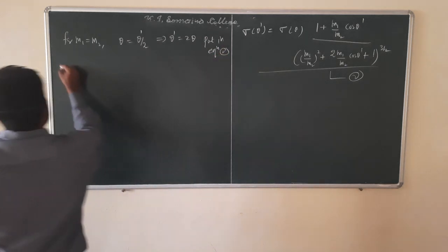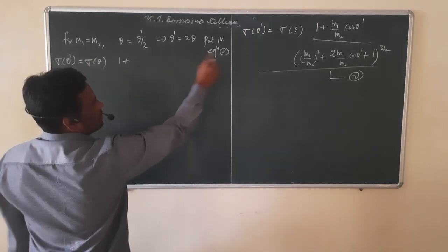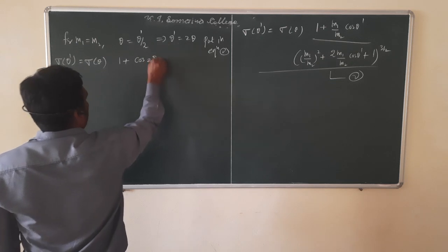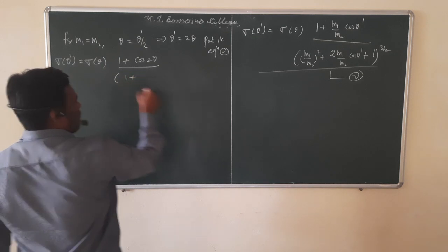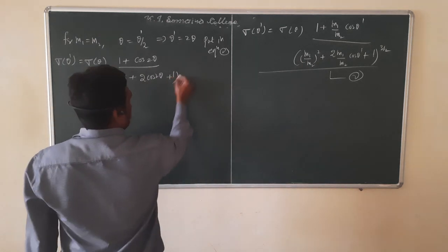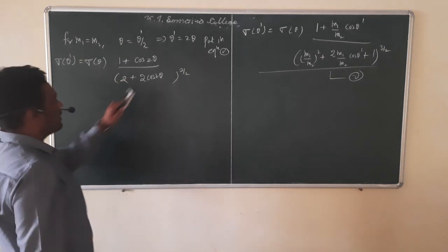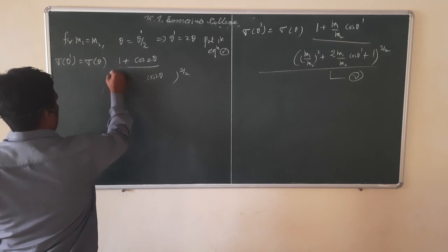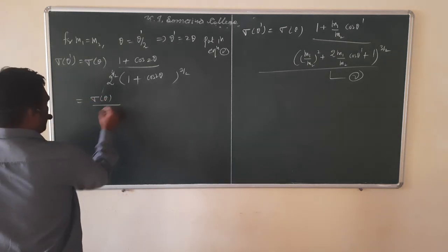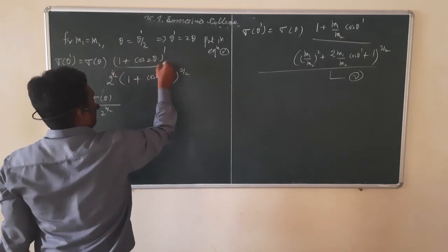what we will get? Sigma theta dash is equal to sigma theta multiplied by 1 plus m1 upon m2, which is 1 since m1 is equal to m2. So 1 plus cos, instead of theta dash we can write cos 2 theta, divided by here we have 2 times cos 2 theta plus 1 raised to 3 by 2. So 1 plus 1 becomes 2. Now if you take 2 raised to 3 by 2 common, in the bracket we end up with 1 plus cos 2 theta raised to 3 by 2. So this is equal to sigma theta divided by 2 raised to 3 by 2, 1 plus cos 2 theta raised to 1, and here raised to 3 by 2.